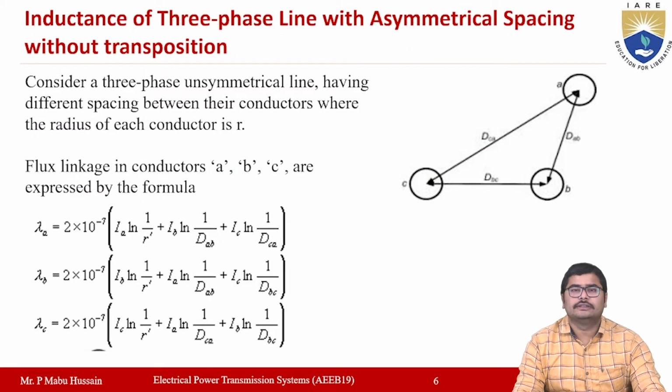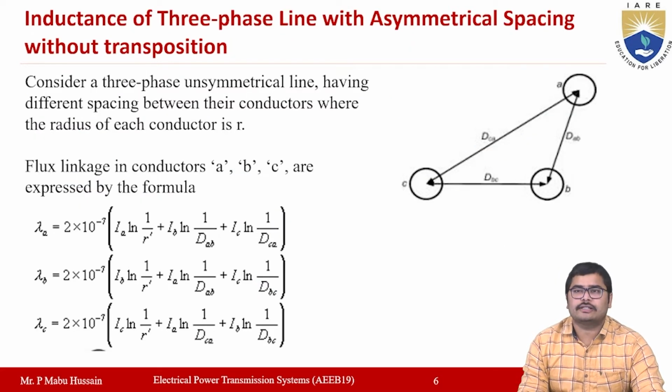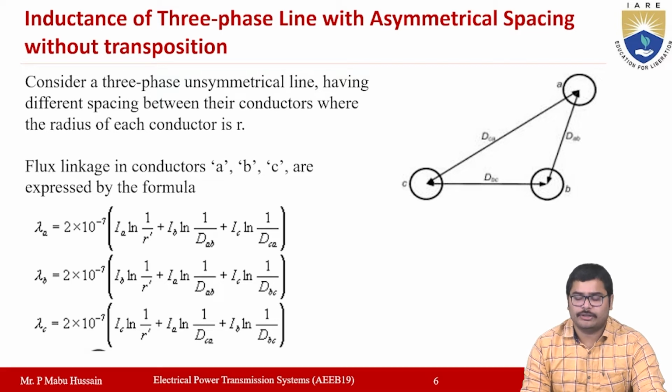Let us see the inductance of a 3-phase line with asymmetrical spacing, without transposition here. How can you determine the inductance of such a 3-phase line? For asymmetrical spacing conductors, the distance between any two conductors will not be the same.